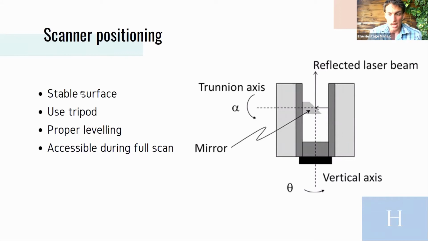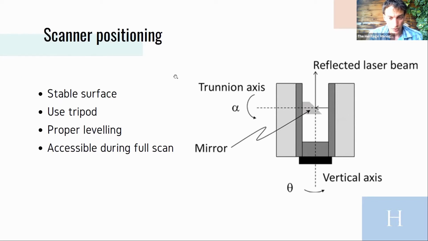So make sure that you have a stable background, at least that during the data acquisition your scanner is working, that it's not vibrating too much, or that it's not going away with the slope or something like that. So try to use a tripod. Make sure that it's properly leveled, and it is also accessible during the full scan. So if you're putting your scanner somewhere and during the scan there's a van blocking your object, or a fence is being closed or something like that, try to avoid that. Make sure that you always have direct access to your scanner.